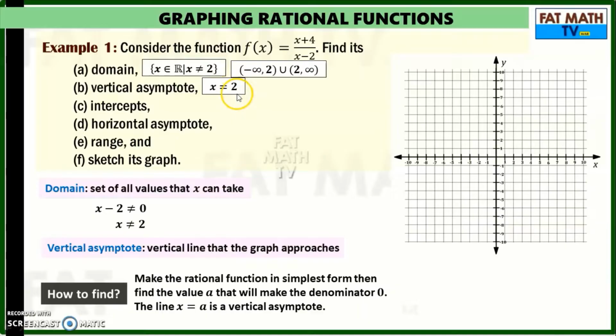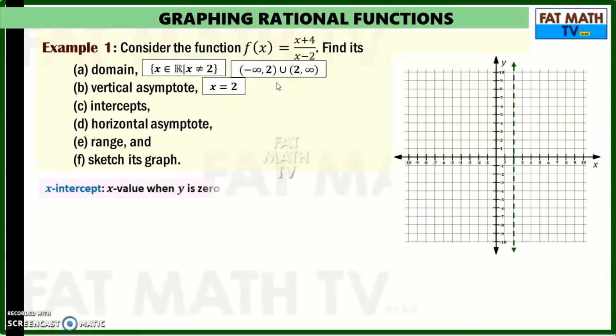So x equals 2. So the line x equals 2 is this. That's a vertical line that passes through x equals 2 here on the x-axis. So it's this one. So x equals 2 is an equation of a vertical line. Let's move to the intercepts. So the x-intercept is the x value when y is 0. So that means to say that's the value of x where the graph passes through the x-axis.